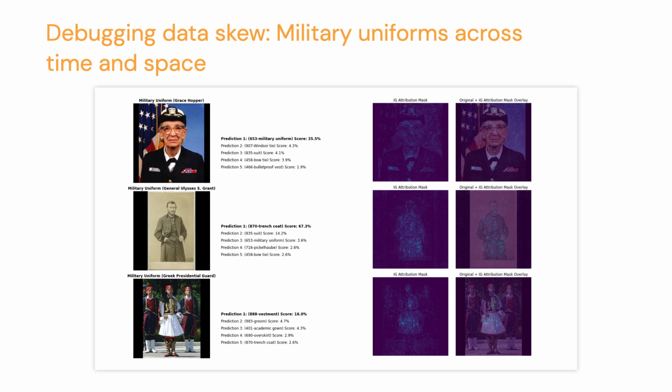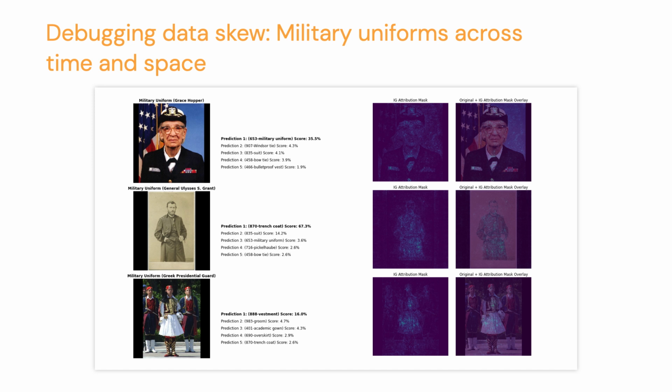Conversely, below is an image of United States General Ulysses S. Grant, circa 1865. He's wearing a military uniform for the same country as Rear Admiral Hopper, but how well can the model identify a military uniform in this image taken 120 years earlier? Not well, as evidenced by the model's predictions of trench coat and suit before military uniform.